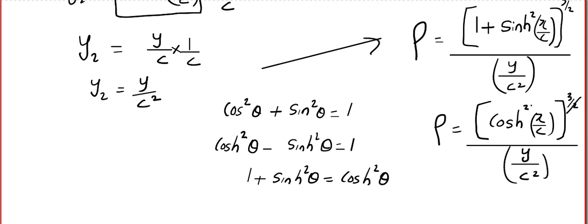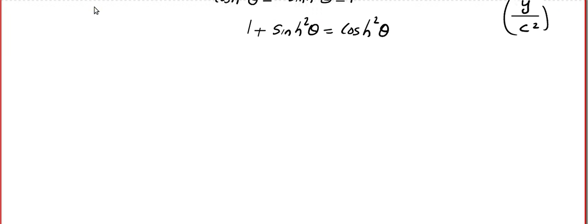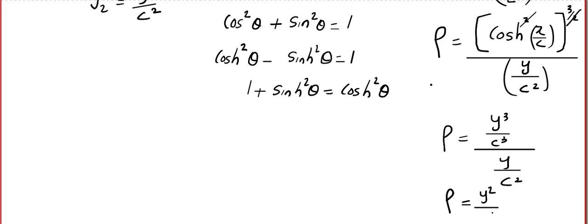Now in the last video we discussed laws of indices, and again you can see that cosh x by c, look, in the question it is given cosh x by c is y by c. So we end up with y cube by c cube, the whole divided by y by c squared, and that will give rho is equal to y and y will get cancelled, y square by c. That's it.